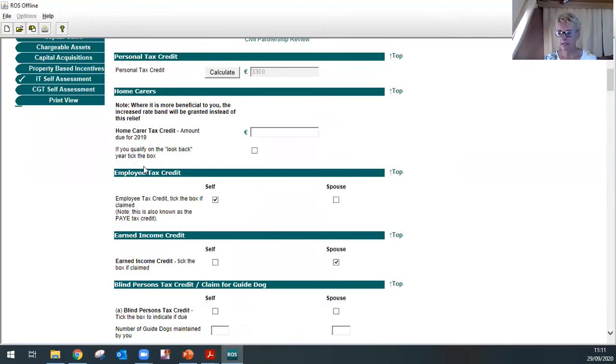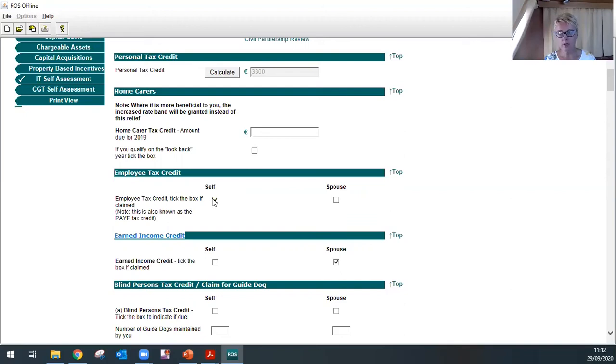Then what else? These sections are important because John is employed. He has PAYE income. He will be due employee tax credit. We need to tick this box. However, Mary was not employed. She was self-employed, so she is due earned income tax credit. We will tick this box for her. If you tick both, the system will accept it, but the system will take the most appropriate one. So it's better to do it correctly.